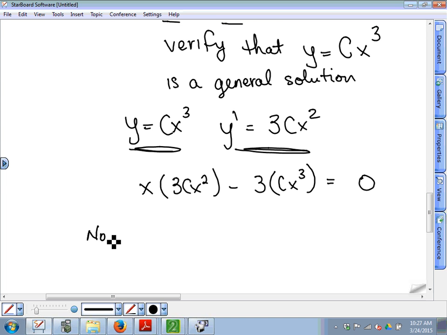But there's a little addition. Now, find the particular solution. Remember, a particular solution has to have an initial condition.